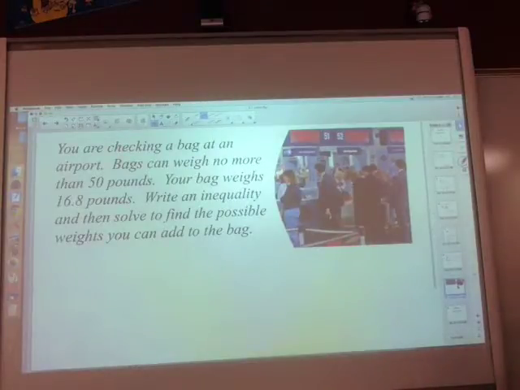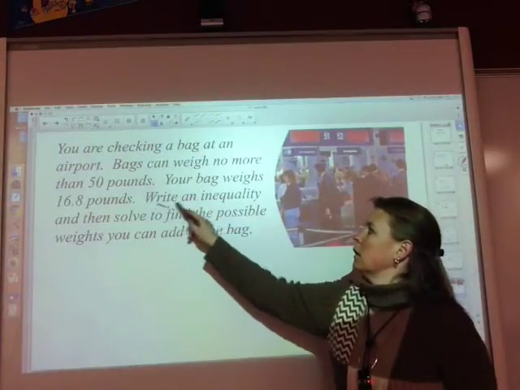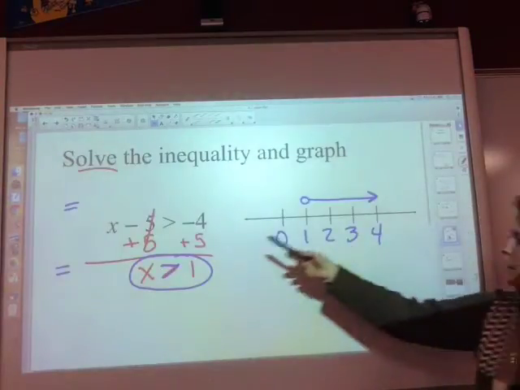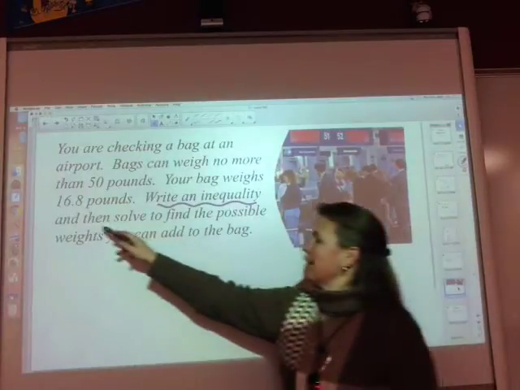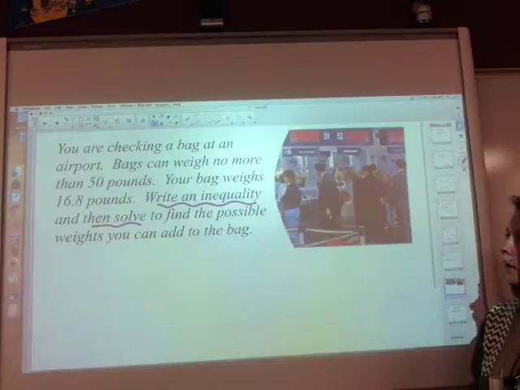You're checking a bag in an airport. Bags can weigh no more than 50 pounds. Write down all the important information. Your bag weighs 16.8 pounds. Write an inequality. So we're going to have to write something that looks like this that we're going to have to solve. Write an inequality and then solve to find the possible weights you can add to the bag.